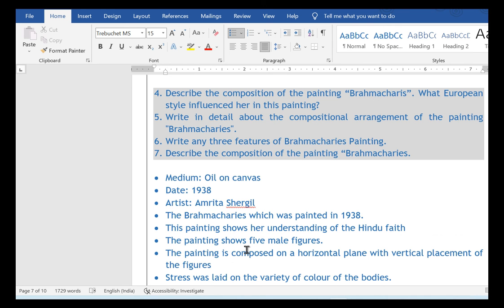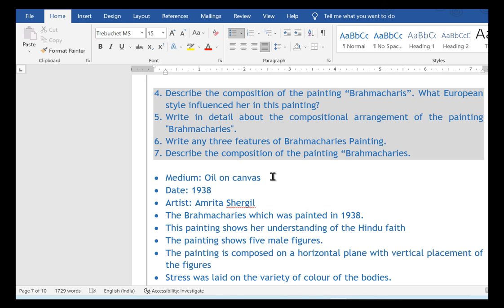The next few questions are on Brahmacaris. Describe the composition of the painting Brahmacaris. What European style influenced her in this painting? Write in detail about the compositional arrangement of the painting Brahmacaris. Write any 3 features of the Brahmacaris painting. Describe the composition of Brahmacaris. The answer is the same for all these questions.